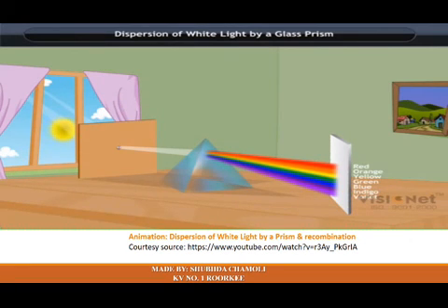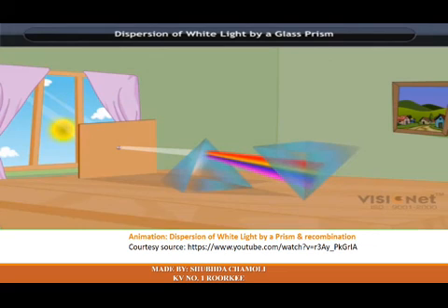Isaac Newton was the first to use a glass prism to obtain the spectrum of sunlight. He tried to split the colors of the spectrum of white light further by using another similar prism. When a beam of white light is passed through a glass prism, it is split up into its component colors. When these colors are allowed to fall on an inverted glass prism, it recombines to produce white light.